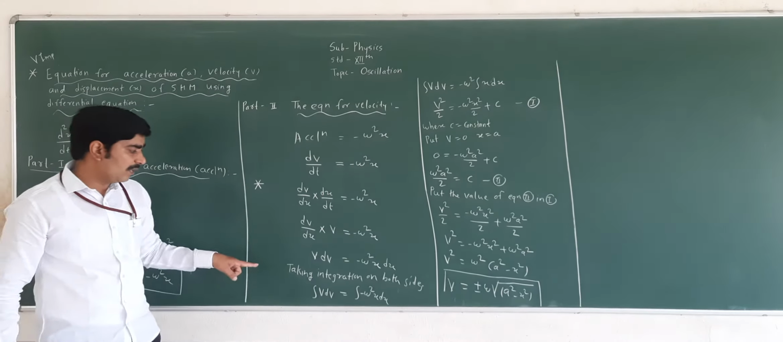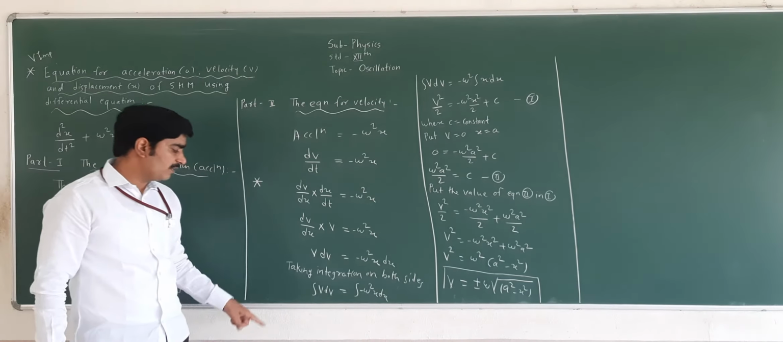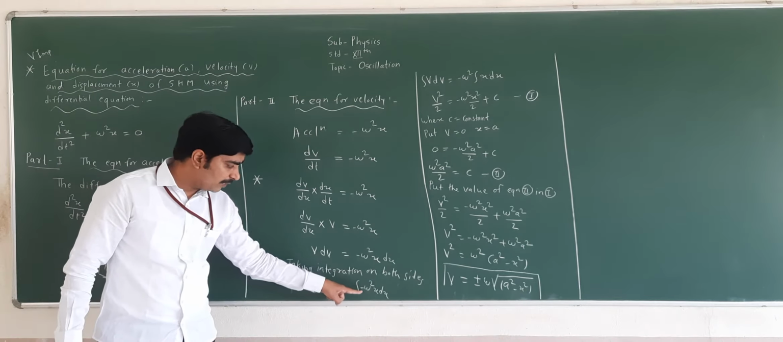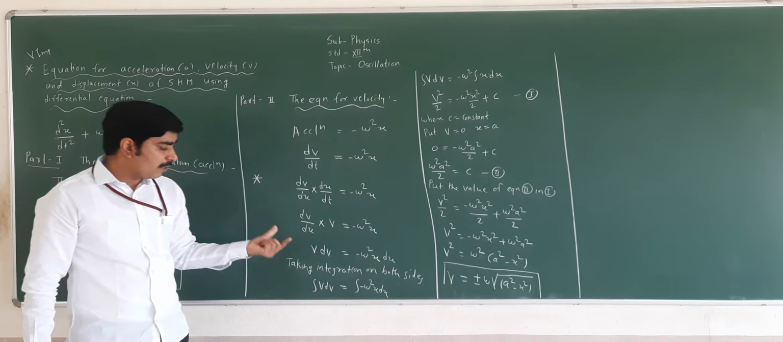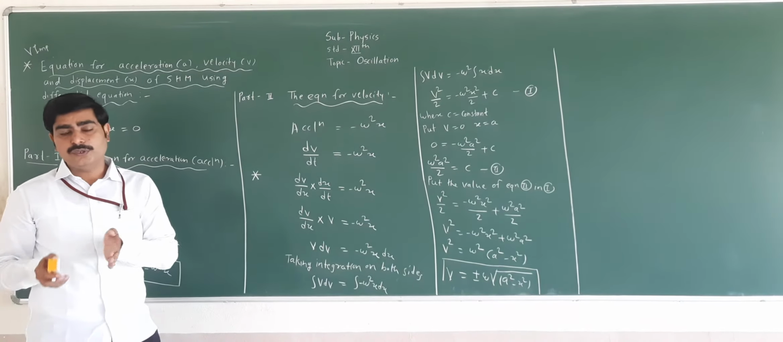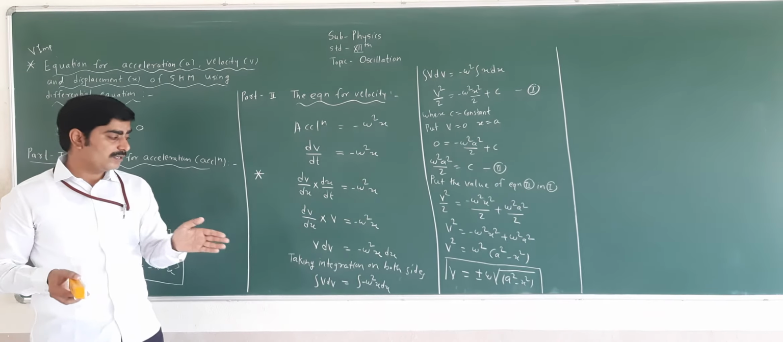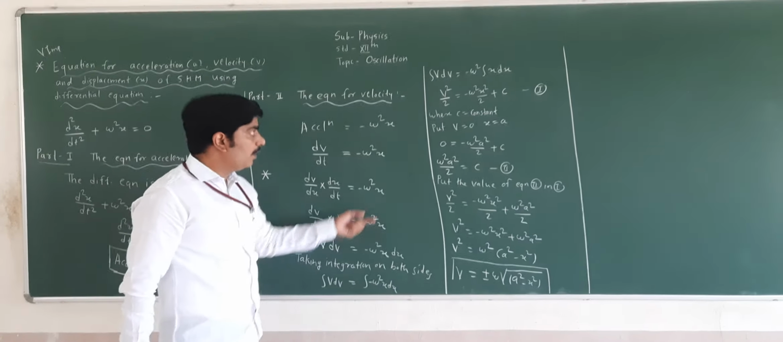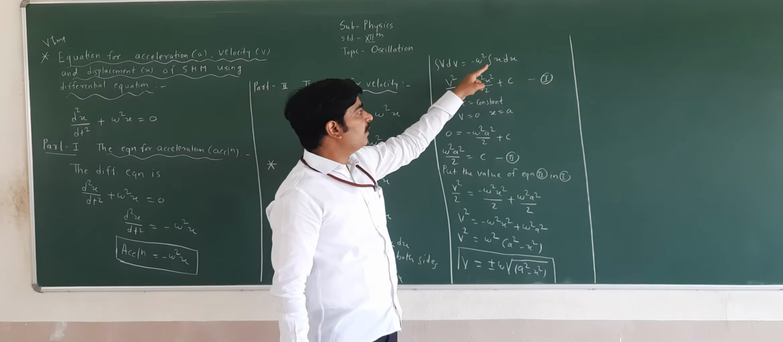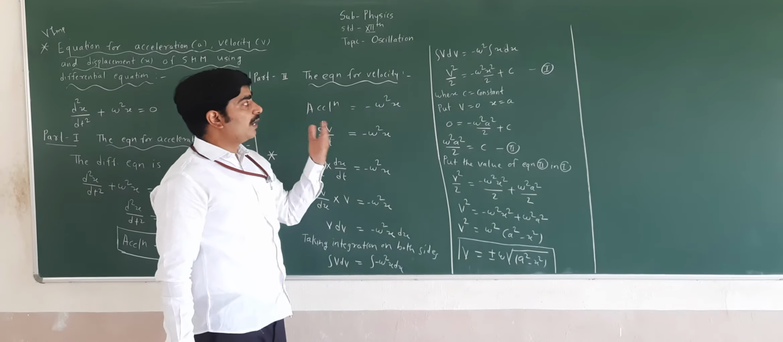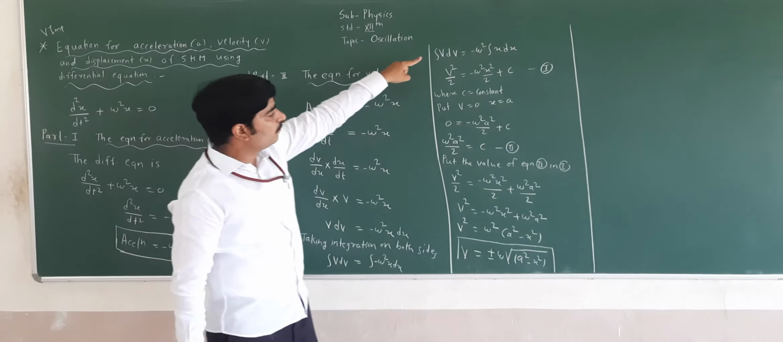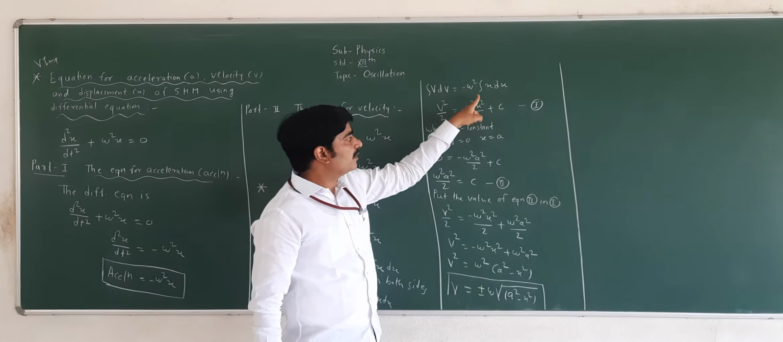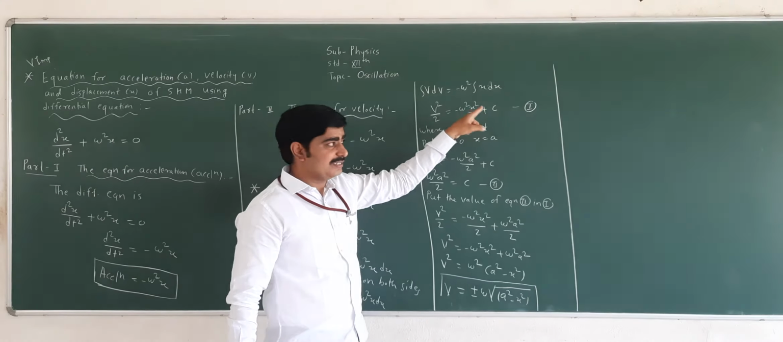Then we have to take integration on both sides. So integration of v into dv is equal to minus omega square x into dx. Now by taking the integration, the rule is that we should take the constant out of the integration. So omega is a constant. So in the next step we have integration of v dv equal to minus omega square integration of x dx. What is integration of v into dv? V square by 2. What is integration of x into dx? X square by 2 plus c. C is a constant.